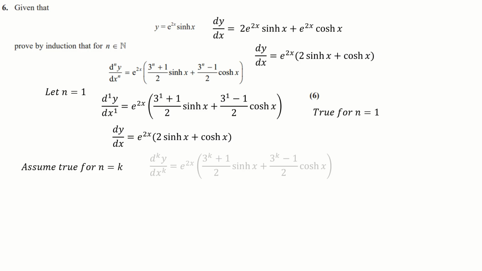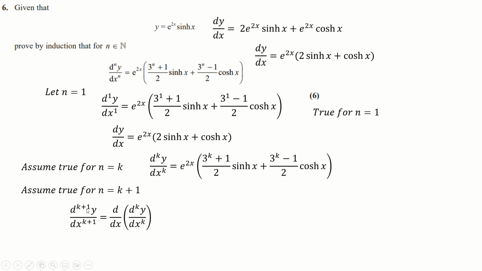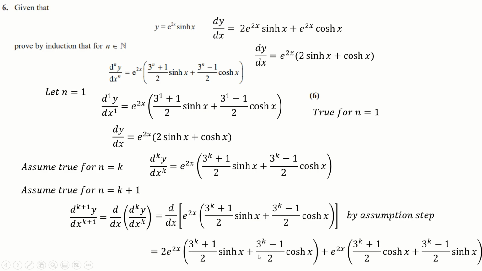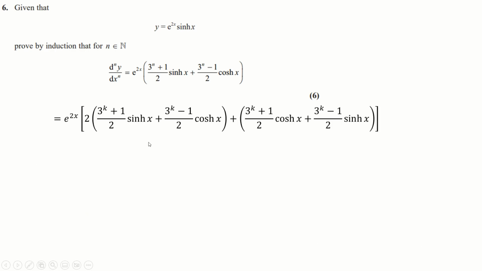Then we assume it's true for n equals k. So this is our assumption line here. And then we just investigate what happens when n equals k plus 1. Now, by definition, d to the k plus 1 of y is d by dx of d to the ky dx to the k. And by the assumption step, this is this. So we'll say by assumption step there. And then we'll just differentiate it using some product rule. So it's this times all of this. So differentiate this first with 2e to the 2x, leave this alone, and then leave this alone and differentiate this. These are just numbers, right? So this just differentiates to cosh, as we saw before, and this to sinh, and we end up with this here.